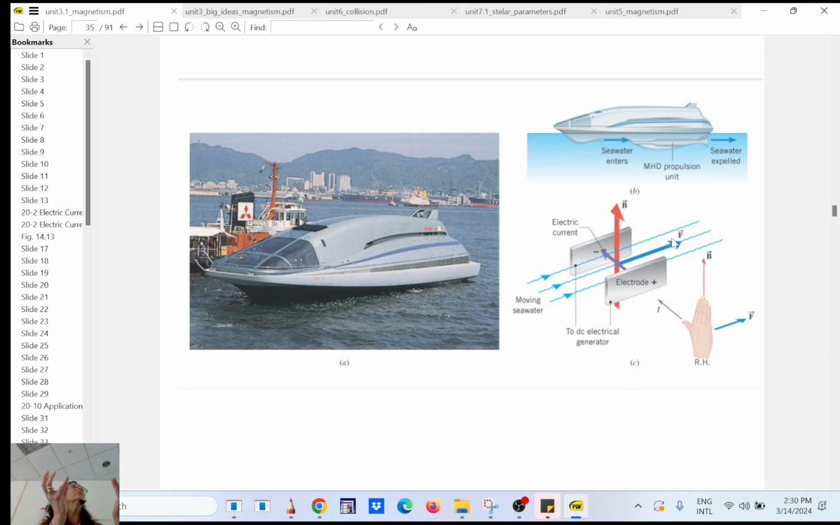So it works like a balloon: you inflate a balloon, you let go, air will go in one direction, the balloon will go in the opposite direction. So it's working with Newton's third law.